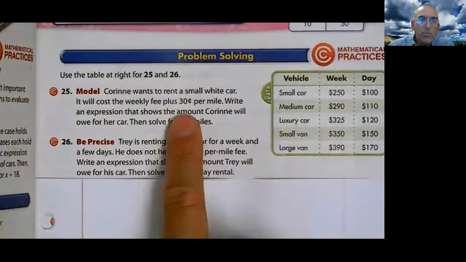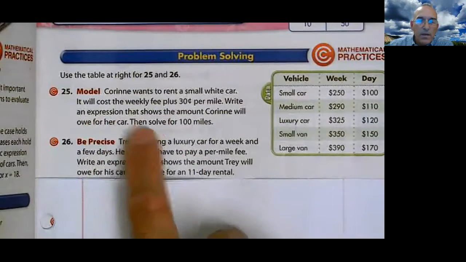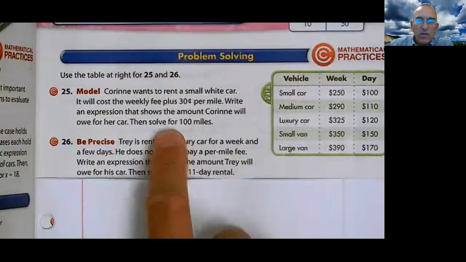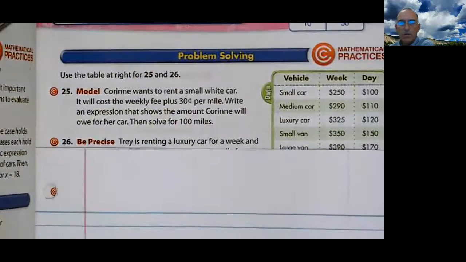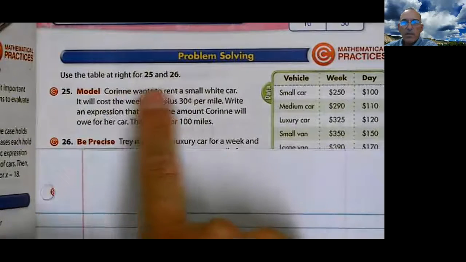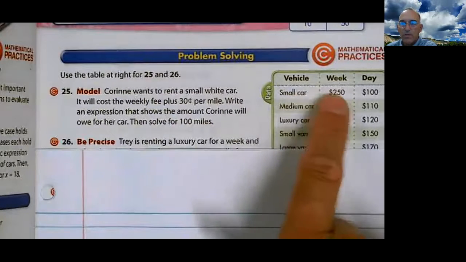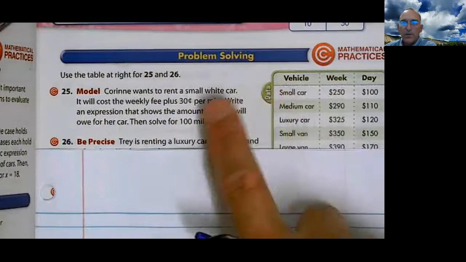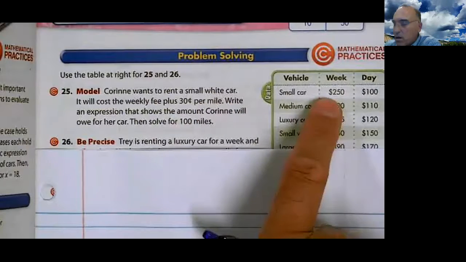Notice two things are being asked of you. Write an expression is one, then solve. So let's write the expression first. I'm going to slide this up. She's renting a small car for a week. It is right there, $250. Notice the fact that the car was white had nothing to do with it. So it's a small white car.